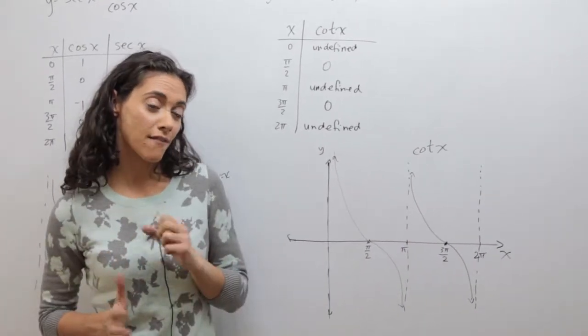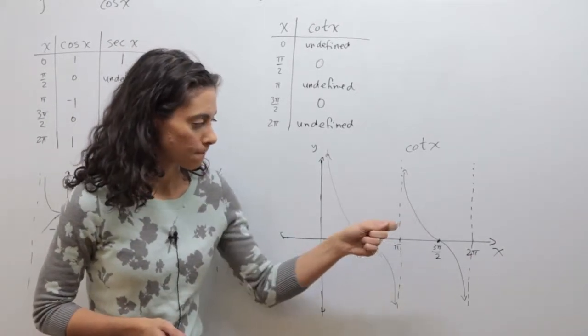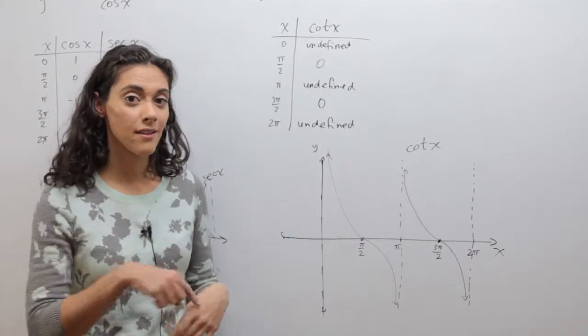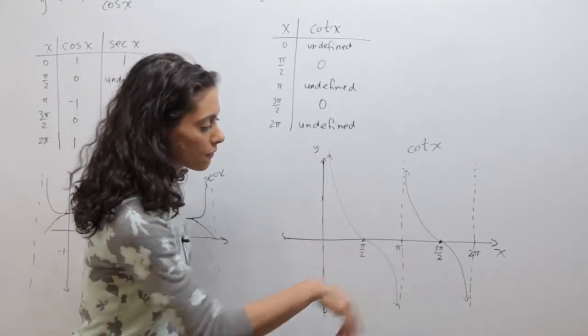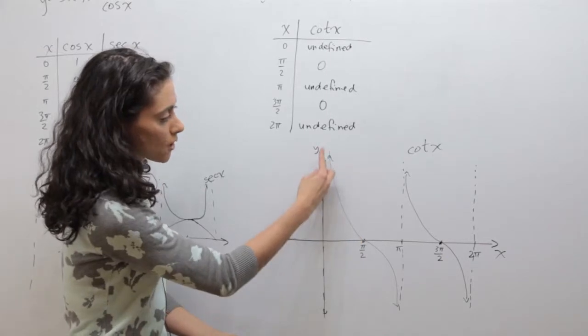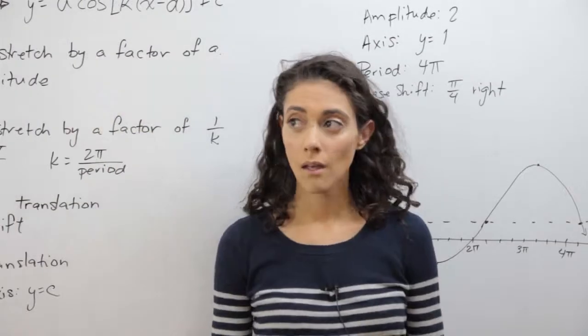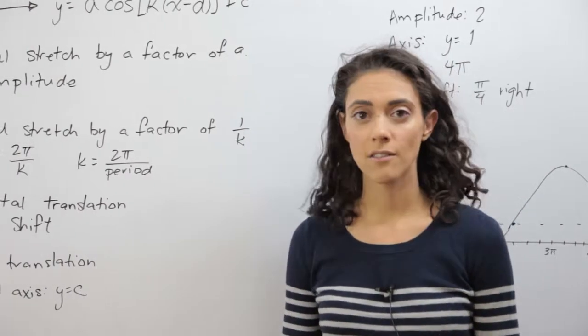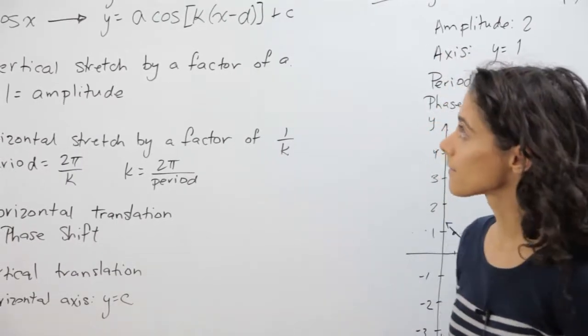Everywhere the tangent graph has vertical asymptotes, the cotangent graph gets zeros. Remember that the tangent graph increases everywhere, while the cotangent graph decreases everywhere and approaches the asymptotes up toward infinity and down toward negative infinity. Now we're going to take the base functions, sine x and cosine x, and apply the same transformations that we've applied to other graphs to these.